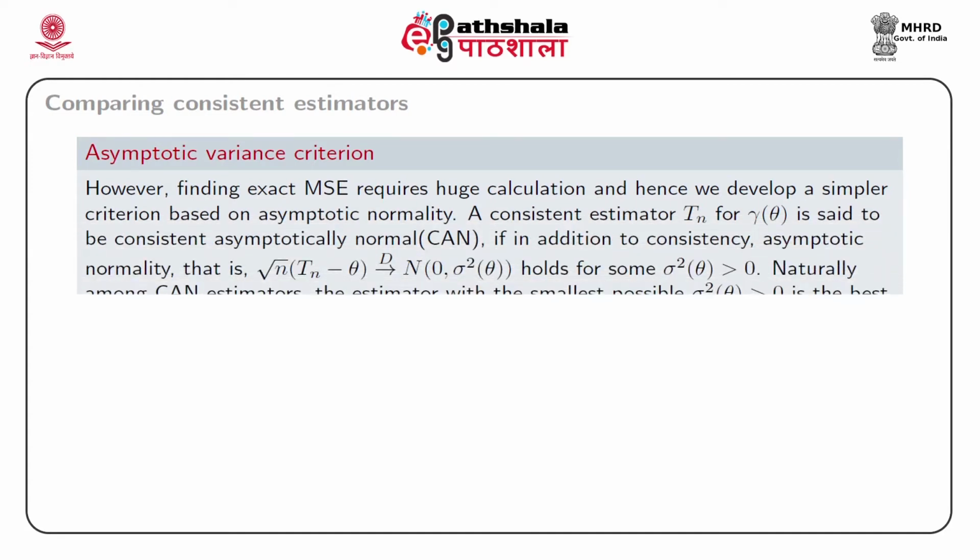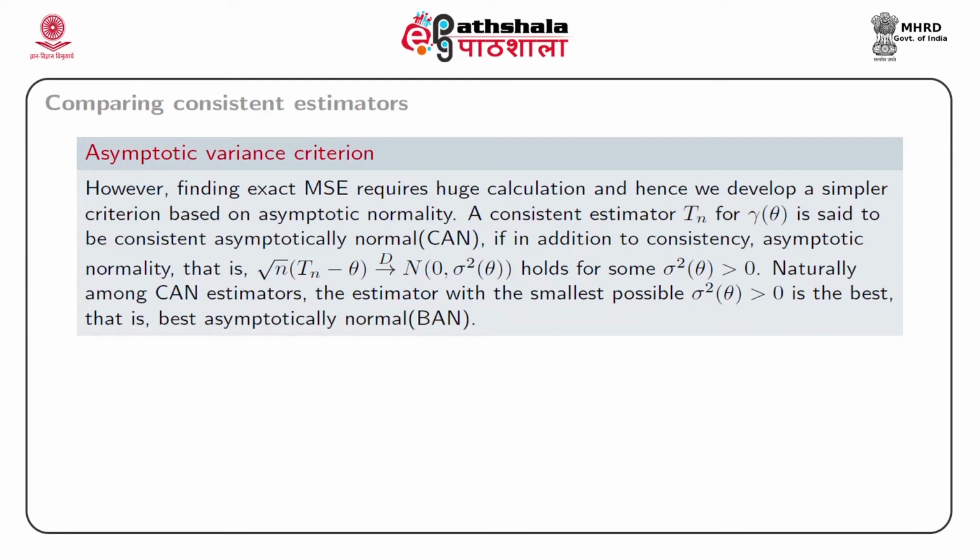It should be noted that finding the exact mean square error requires huge calculation, that is, calculation of the sampling distribution, and hence we should develop a simpler criterion based on asymptotic normality, because asymptotic normality is easy to check.